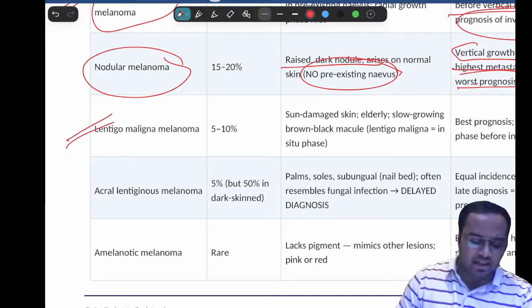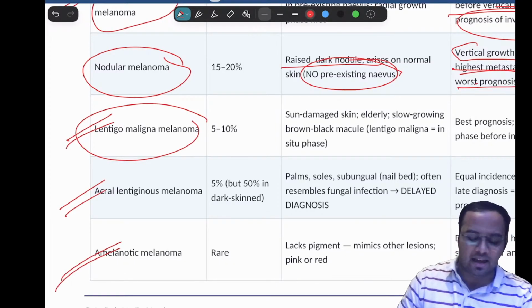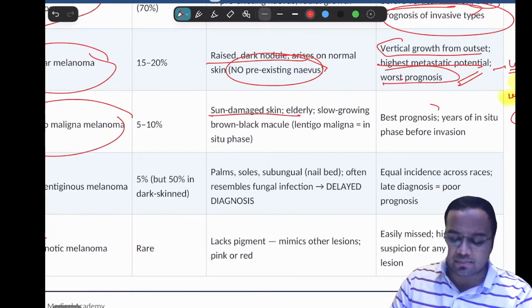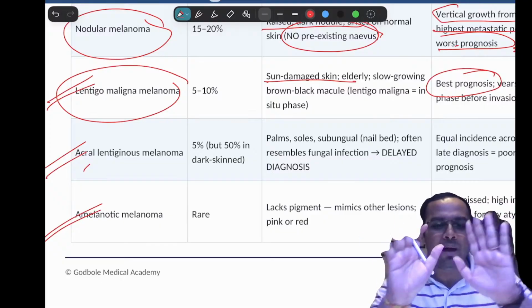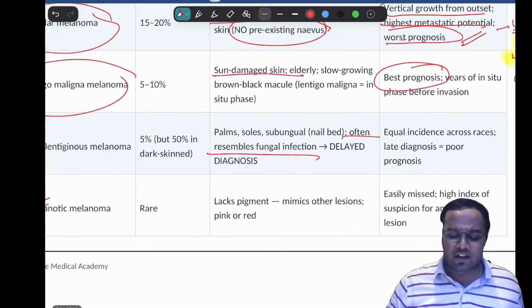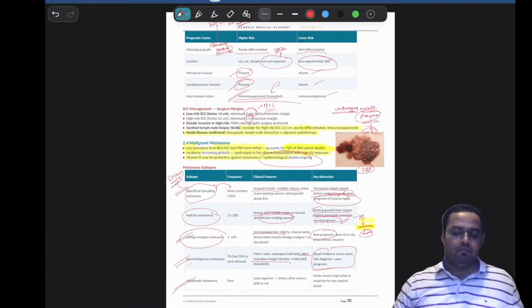Sir, lentigo maligna type, the acral type, and amelanotic melanoma. So lentigo maligna is in elderly people, sun-damaged skin, and again it has the best prognosis. Not important to know. Acral means palms and soles. So whenever it is on the palms and soles, often it resembles a fungal infection, but later on you are going to find out that this is a malignant melanoma.